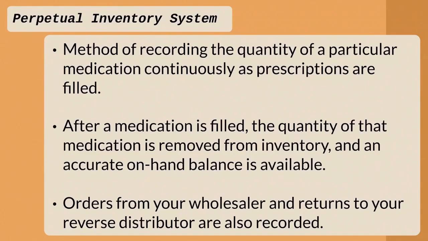Like I said, anytime you fill a prescription for a medication, it's going to deduct it from the stock. Also, anytime you receive an order with that medication, it's going to add it to the stock. Or if you send a return to your reverse distributor, which we're going to talk about in a little bit, that's going to pull it from the stock as well. So you should have an accurate on-hand count.